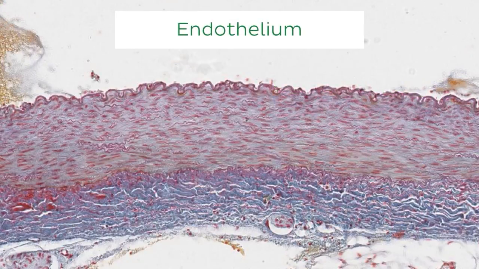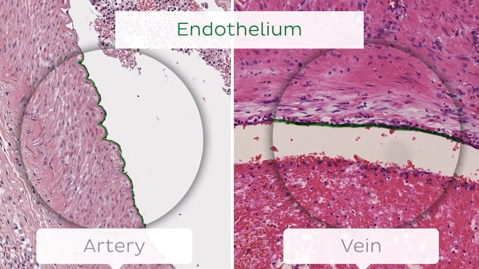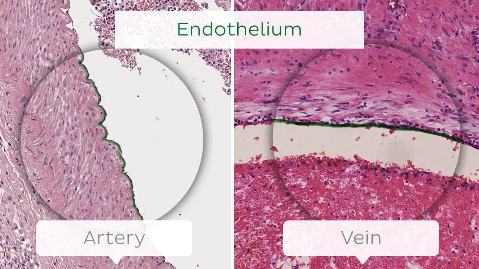The endothelium of the blood vessel here is directly in contact with the lumen. This image on the left shows the endothelium of an artery, highlighted in green, and this image on the right shows the endothelium of a vein. No need to worry about the specific differences in the two here though, as these images are just examples.